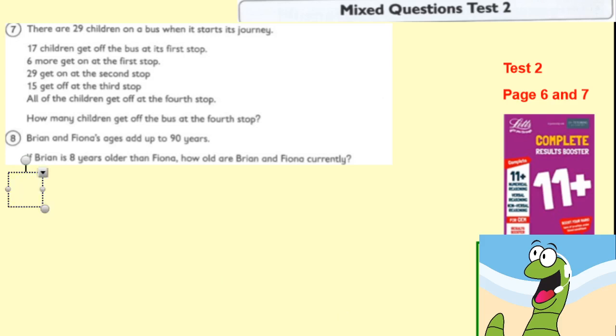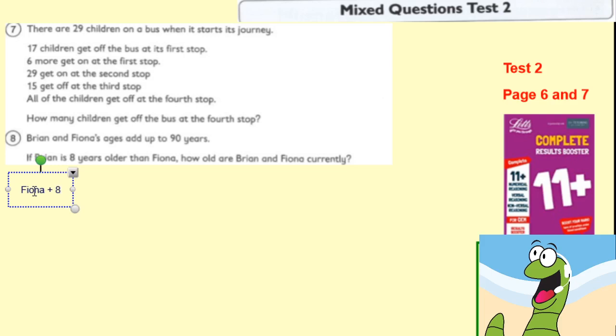Brian and Fiona's ages add up to 90 years. Brian is 8 years older than Fiona. How old are Brian and Fiona currently? So together, 90 years. Brian is 8 years older. So let's write Brian's age as Fiona plus 8. Okay, this is Brian's age.